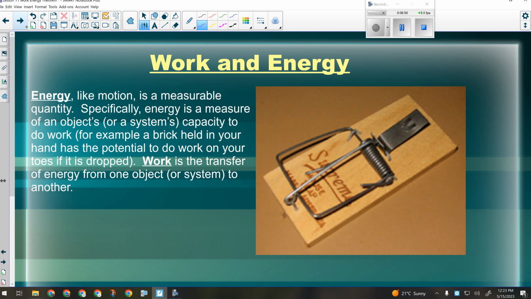All right, that's the idea behind the work energy theorem. When I do work, I give some of my energy away. I transfer it to something else, or I turn it into something else. It goes from being mechanical energy in my hands to elastic potential energy in the spring. Okay?